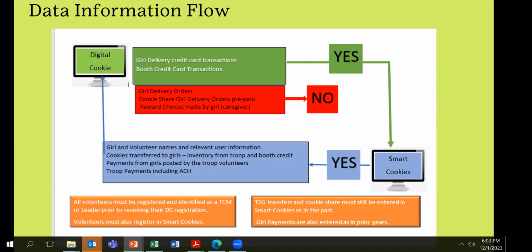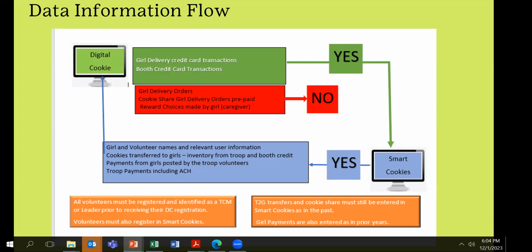The actual girl delivery orders and any cookie share girl delivery orders that are prepaid or any reward choices that are made within the Digital Cookie system do not automatically flow into Smart Cookies. So it will still be the responsibility of the girl to manage her account and make sure that she tells you if she needs more cookies. And there is a really great report for rewards at the end in Digital Cookie that you can pull, but the information just doesn't flow over automatically.